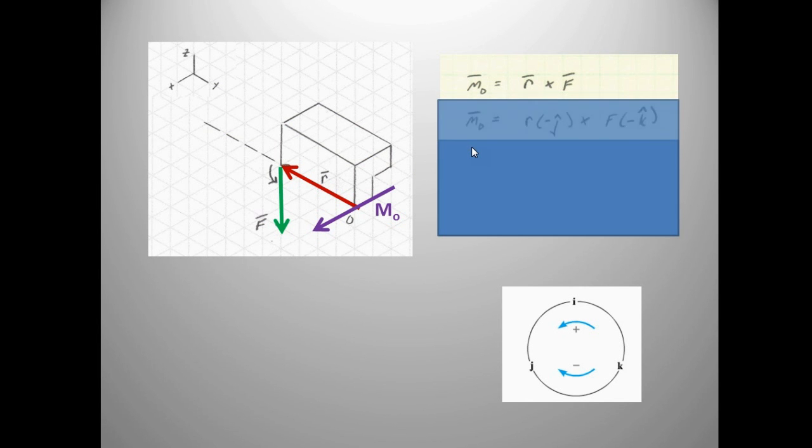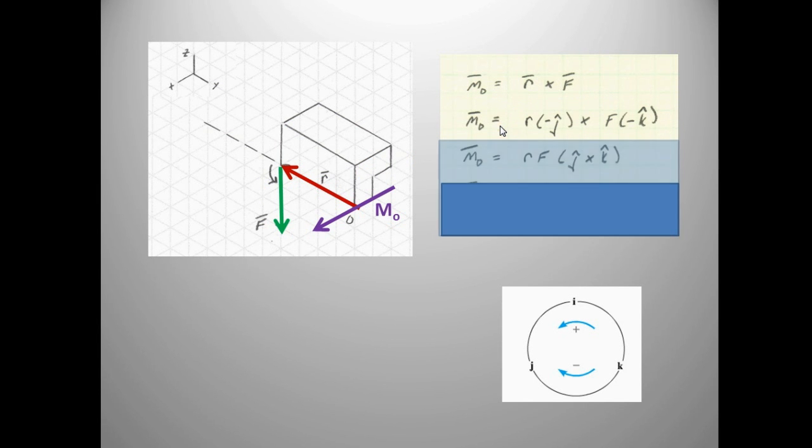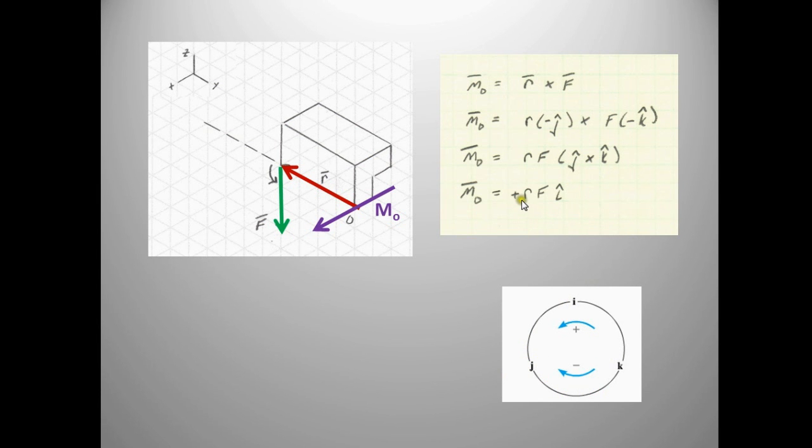So we come up here and take a look at the math. We have r is negative j, F is negative k. Again, I'm going to propagate my negative signs out, so I have an rF. Now it's j cross k. Again, it's going to be a positive direction. So j crossed into k gives me a positive i. And that is what I'm expecting, because the moment vector points in the positive i direction, or in the positive x direction.